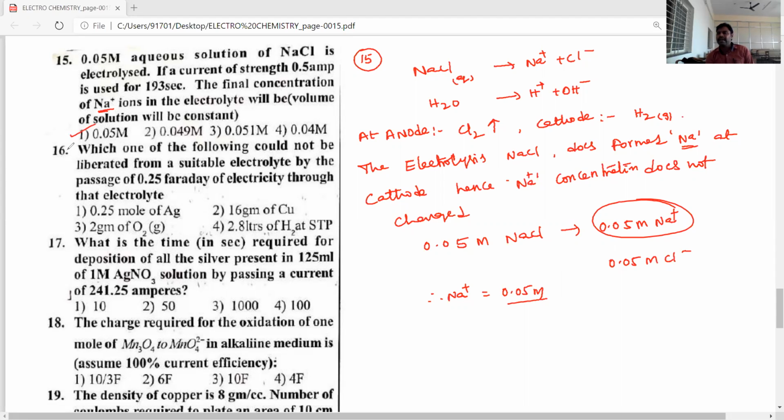Because Na plus ions cannot be reduced at the cathode and cannot be converted into sodium metal, since the discharge preference of H plus ions is higher when compared to Na plus. That's why H plus ions are easily reduced to H2 gas, and Na plus ions are not electrolyzed. Then the Na plus ions concentration is not changed. Initially how much is present, finally it is the same: 0.05 molar only. Okay, let's go for the 16th question.